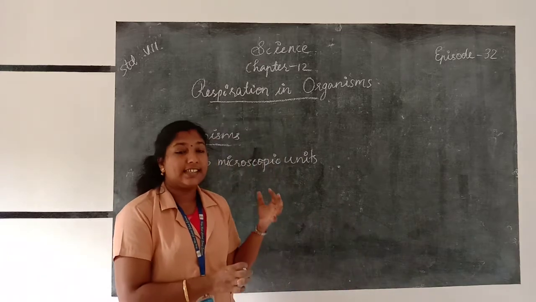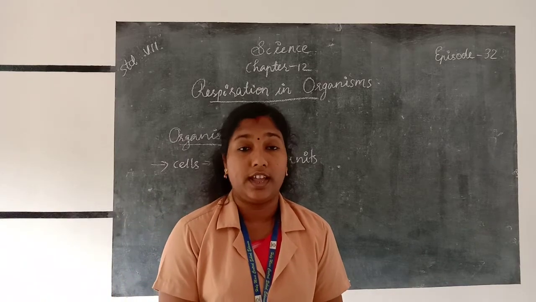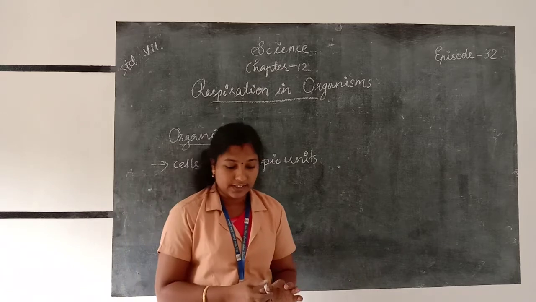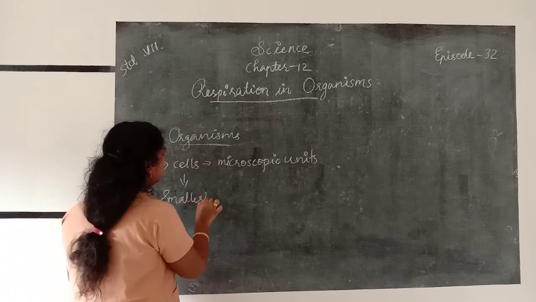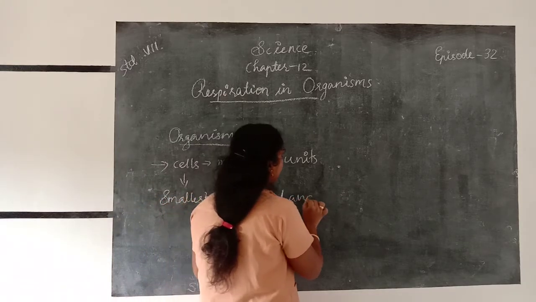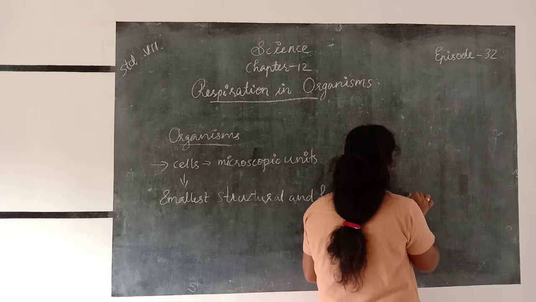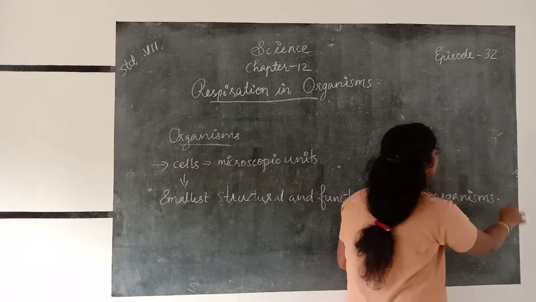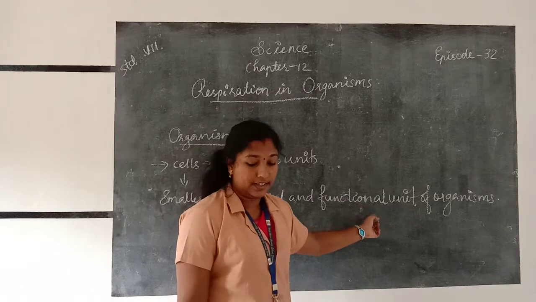We know that all living organisms are made of microscopic units called cells. A cell is the smallest structural and functional unit of an organism.